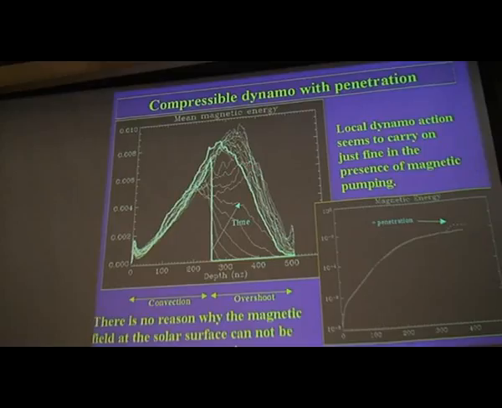And this is a sign that the convection is acting as a convective instability. It's taking field from here, and because of the asymmetry, it amplifies it and stores it down here. So it's not important that you lose field down there, because one always has a little bit of seed field down here. The plumes act so as to take this field, wrap it up, and store it down here. So, on the contrary to having a penetrative layer make the dynamo worse, local dynamo action just seems to carry on just fine in the presence of magnetic pumping.